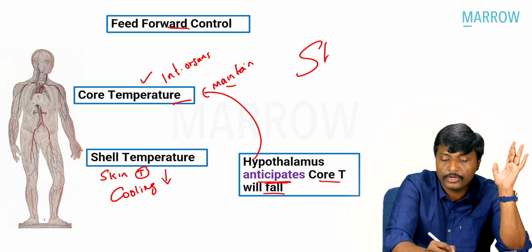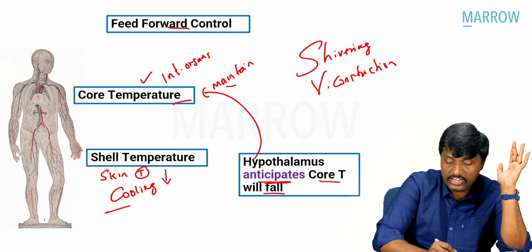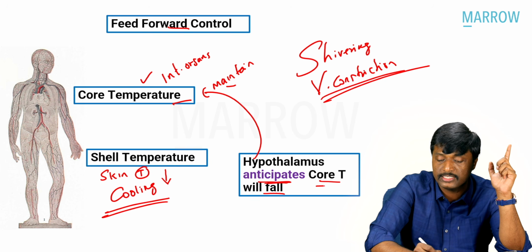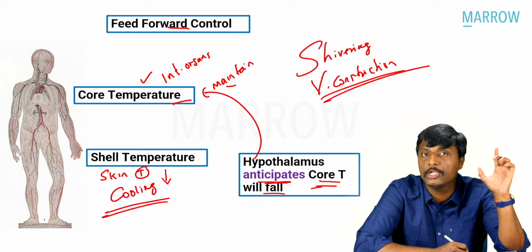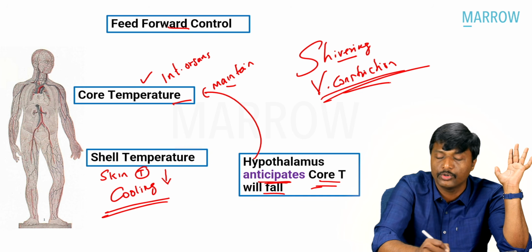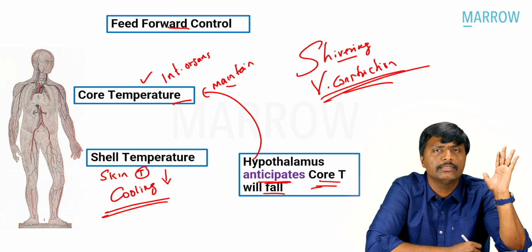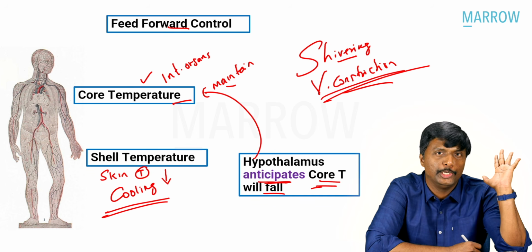What are these protective responses, sir? First is shivering. Second is vasoconstriction. So very obvious. On skin cooling, there is vasoconstriction because the hypothalamus is anticipating core temperature is about to fall and gives corrective measures by doing shivering and vasoconstriction. So it's a classical example for a feed-forward mechanism, temperature regulation, vasoconstriction on skin cooling.